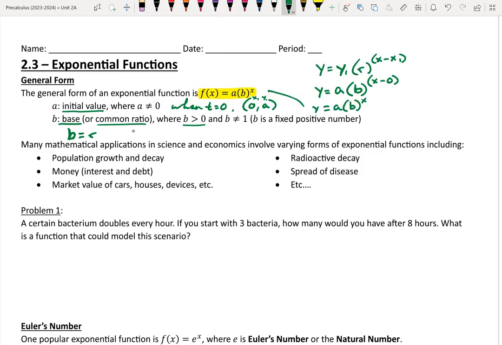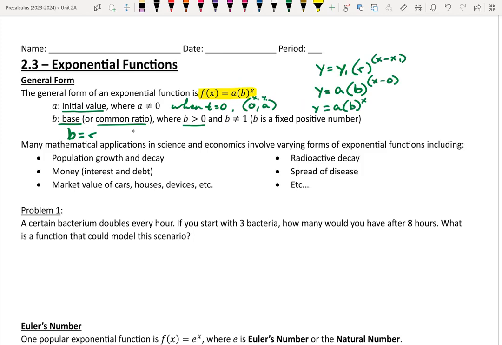So these are equivalent. It's the same exact form, we're just in this exponential form that we have right here. It's a nice form because that a value, again, is our initial value when t, or time, or x, or whatever, is equal to 0.